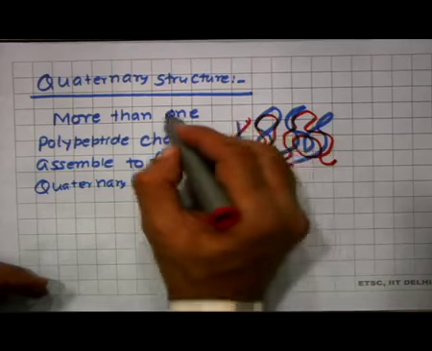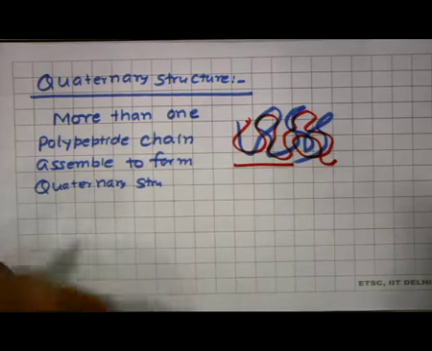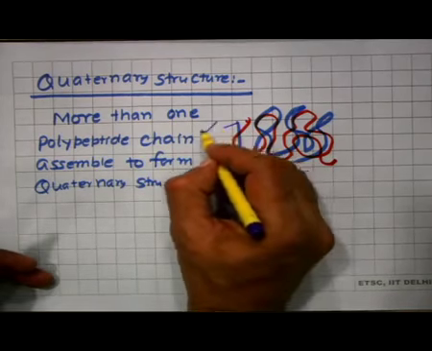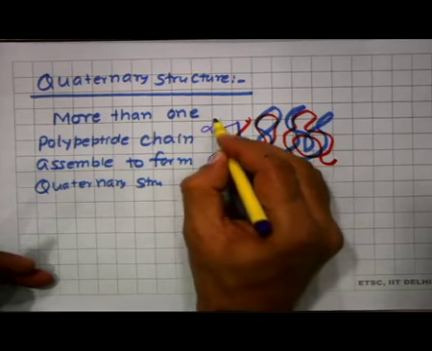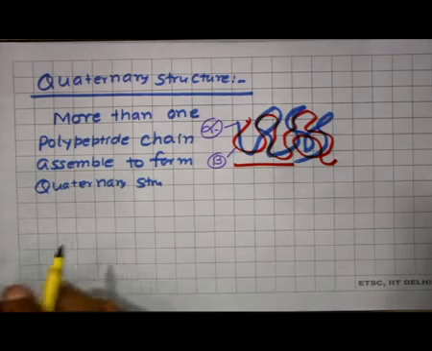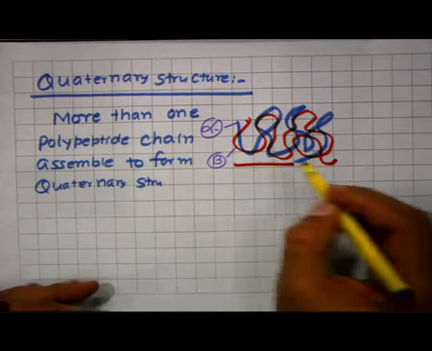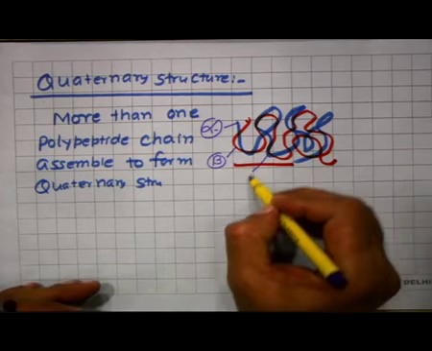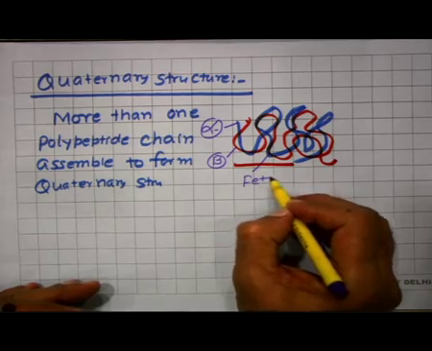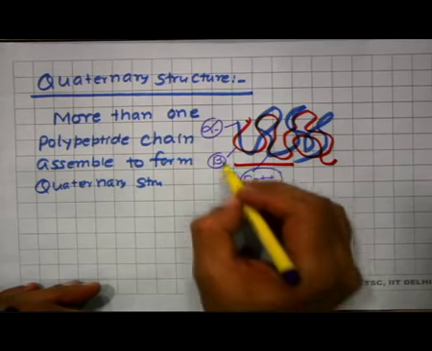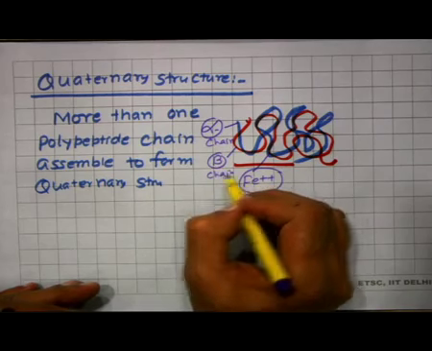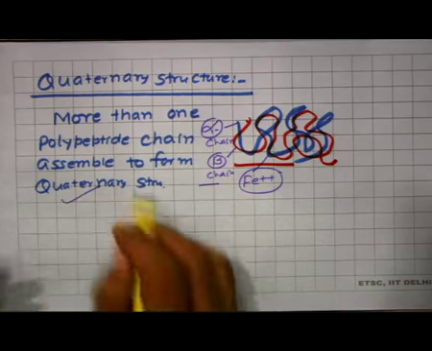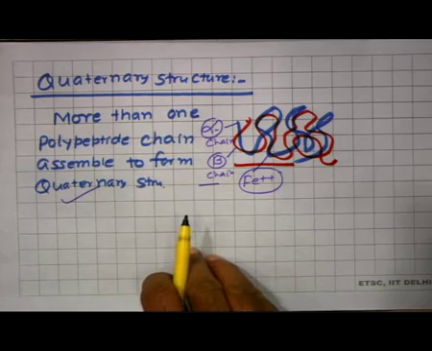Suppose this one is the alpha form, this one is the beta form, all are going to be combined, all assemble. Here the alpha chain and beta chain combine to form the complex structure. This is called quaternary structure of protein.